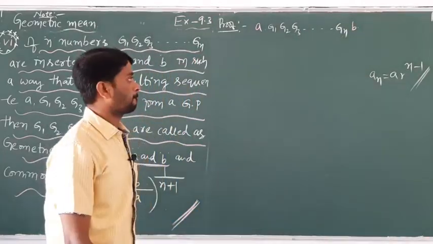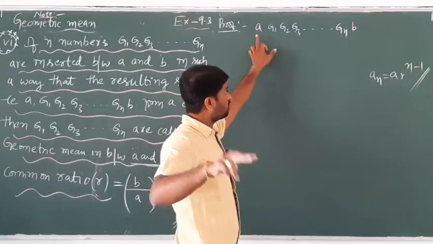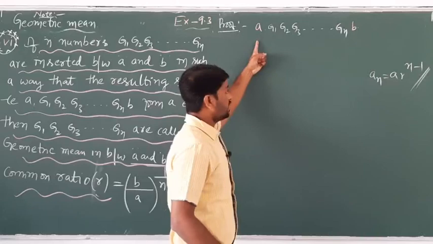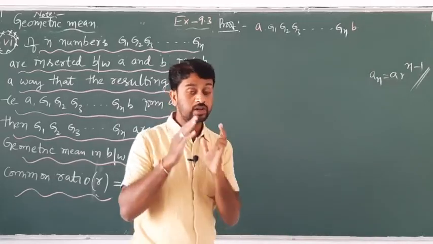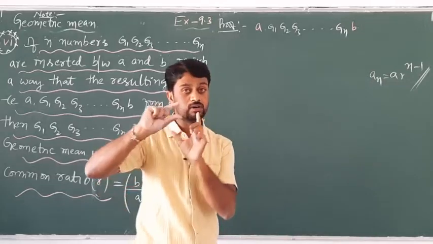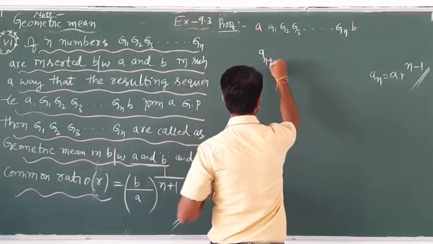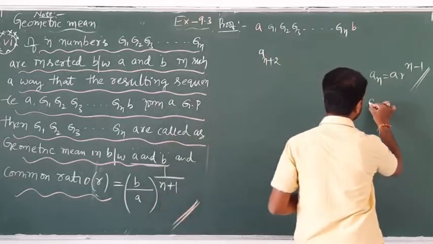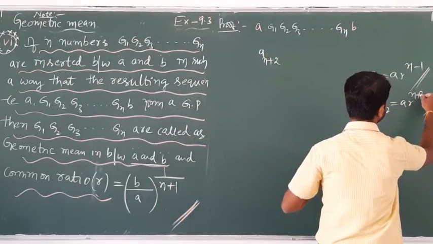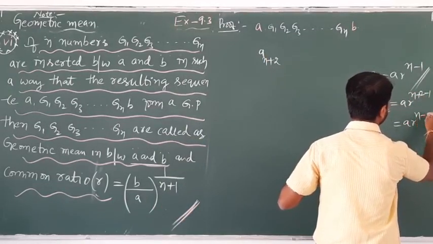Clear? Also there are two more numbers, the first number and the last number. How many numbers? Two numbers, which are A and B. So n and two numbers, therefore n plus 2 numbers. An becomes A(n plus 2), which is A into R power of n plus 2 minus 1, nothing but A into R power of n plus 1.